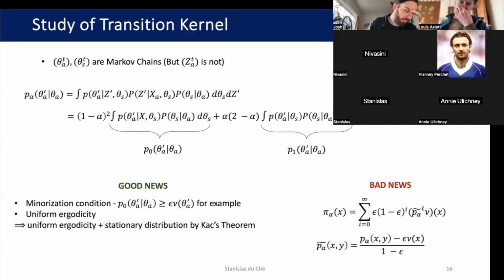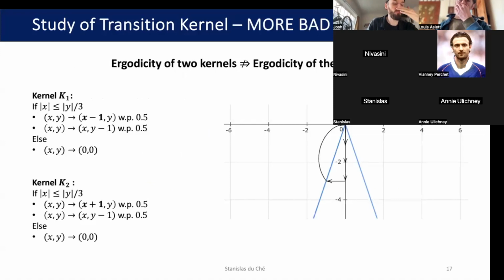Bad news: first, it is ugly. And the second one is that there are really strong assumptions. Indeed, if we relax them, we can find a counterexample. Let's imagine you have this transition kernel, and you have a probability one half to go down, one half to go to the right, and keep it all the way. If we get further away, such that the abscissa is bigger than the y-axis, we go back to zero. And on the other side, let's imagine the second kernel being the same thing, but the reverse.